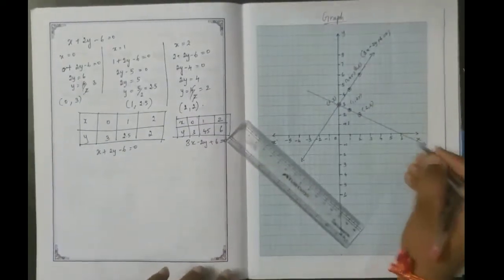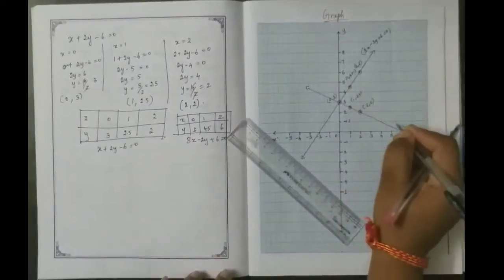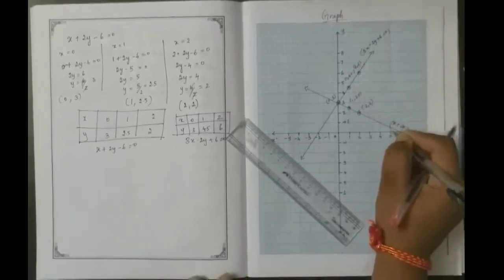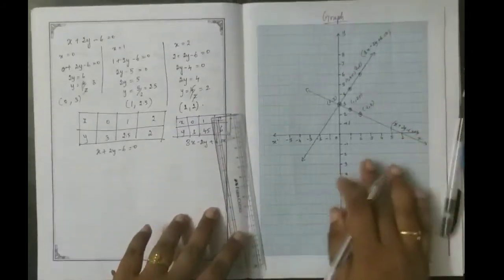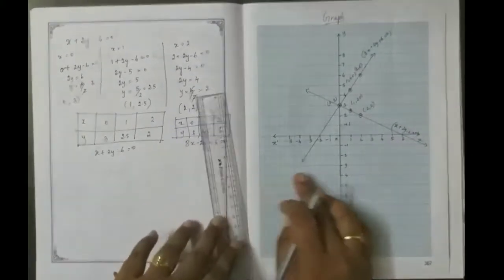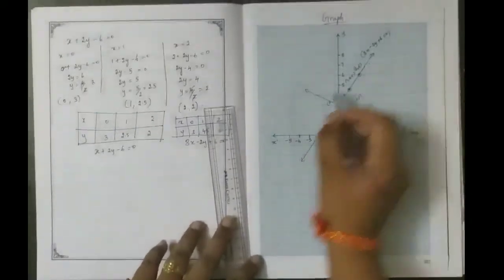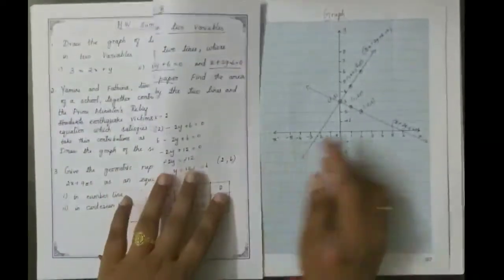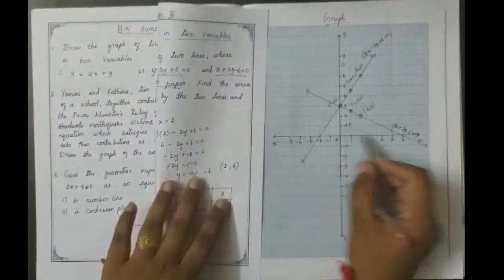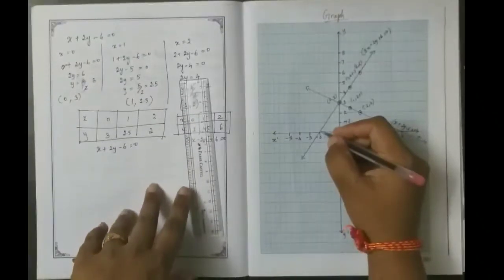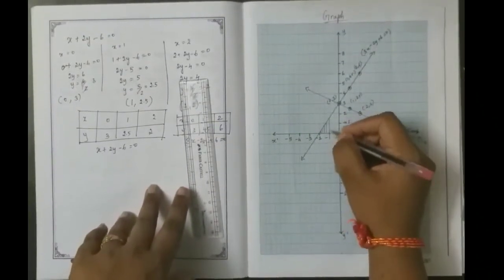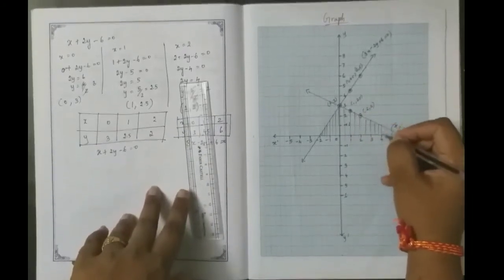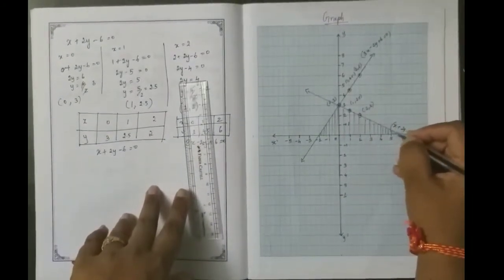So this is the line for the equation x plus 2y minus 6 equal to 0. Now we have formed a triangle. As per the question, the two linear equations form a straight line and it touches the x-axis, so it becomes a triangle. This area becomes the triangle. Now we want to find the area of this triangle.